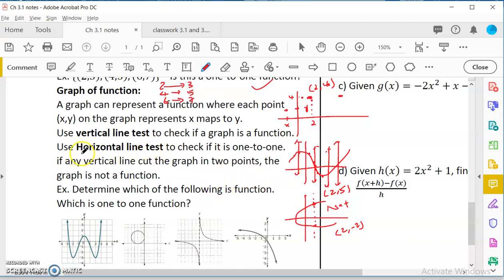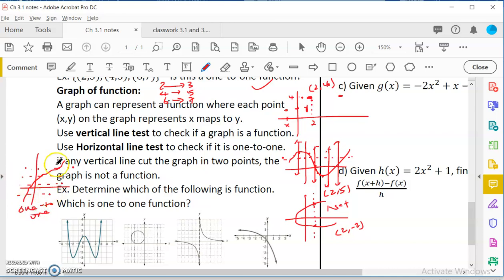And there is something called the horizontal line test. It is used to check if it is one-to-one. This one is not one-to-one because when you do a horizontal line test, it cuts 3 points. A one-to-one function would be either always increasing or always decreasing. So when you do your horizontal line, you only cut 1 point. Very similar to the vertical line test. So this is one-to-one and also a function.